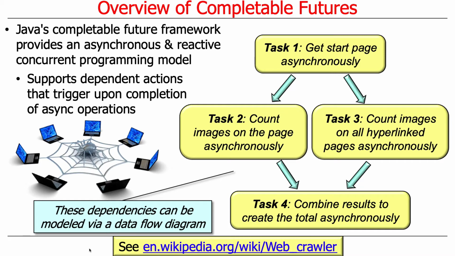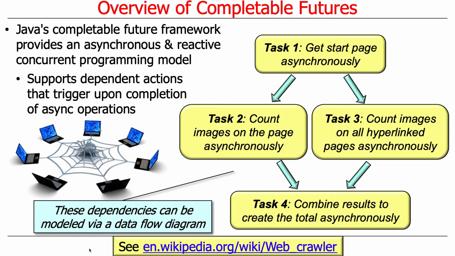So when task 1 completes, we can have task 2 and task 3 go off and run in parallel. Task 2 will count the number of images on the page asynchronously, and task 3 will recursively traverse the page and count all the pages that are reachable via hyperlinks on this page. So you can see we're doing 2 things. We're counting the number of images on a given page, and then we're recursively crawling to find all the other counts of all the images reachable from that page.